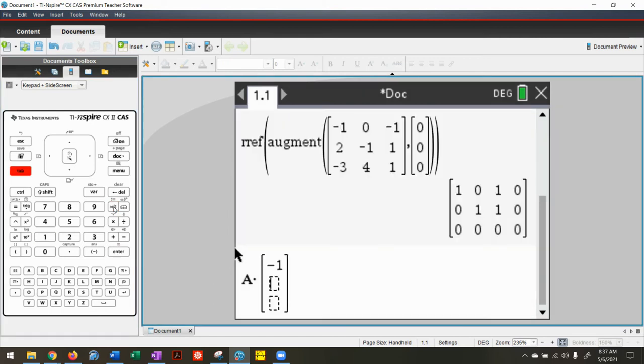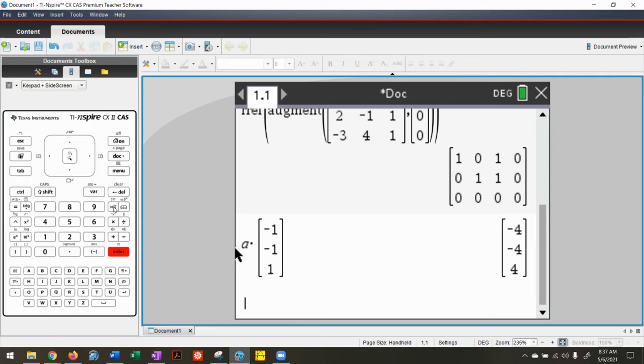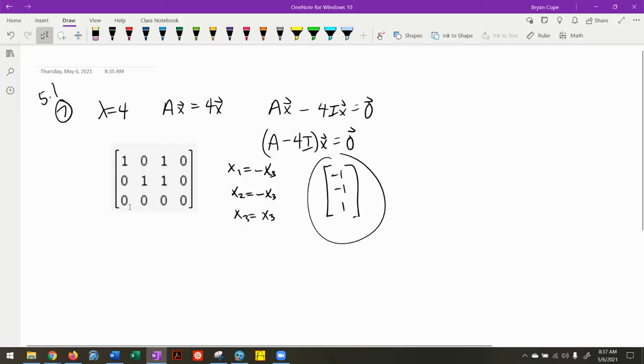So that vector is negative 1, negative 1, 1, and that gets me negative 4, negative 4, 4. So that's confirmation that that vector is indeed an eigenvector. So the answer to that question is yes. Next, we're going to do 10.